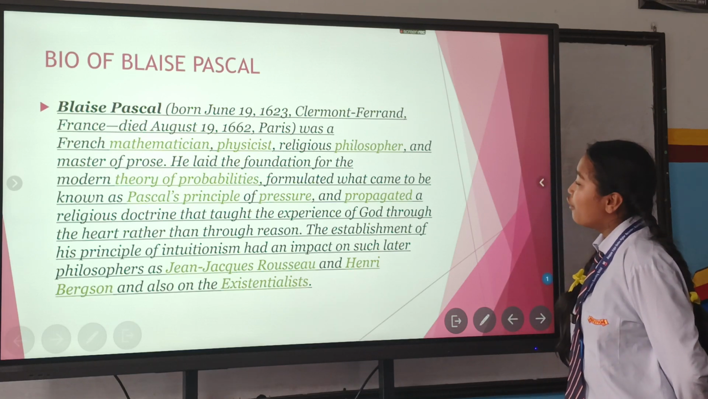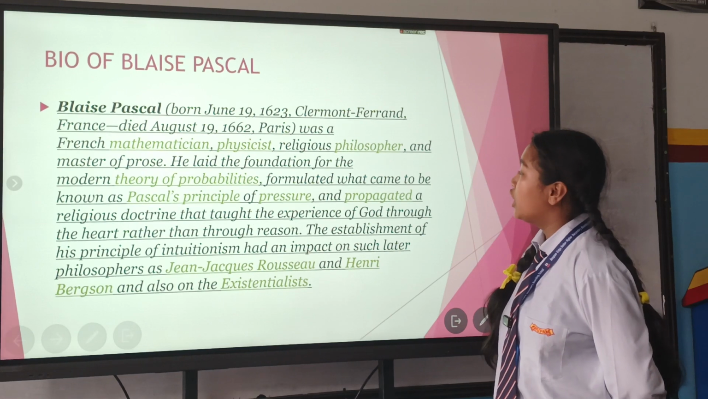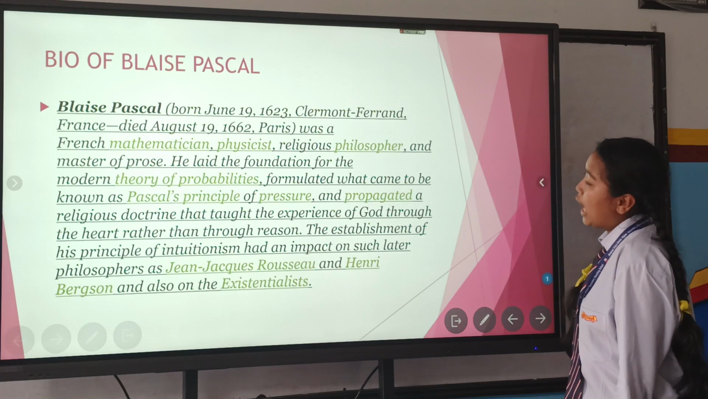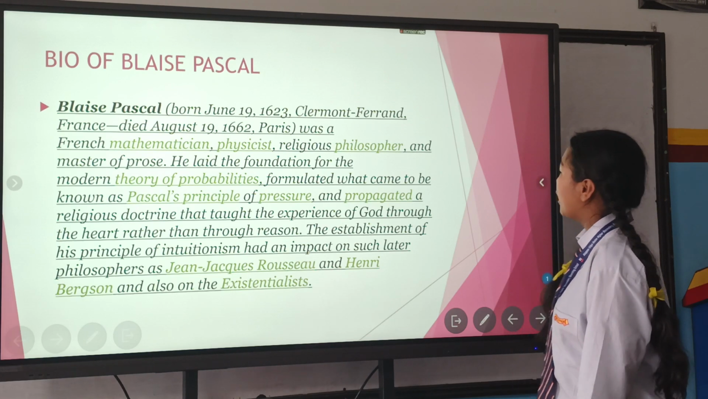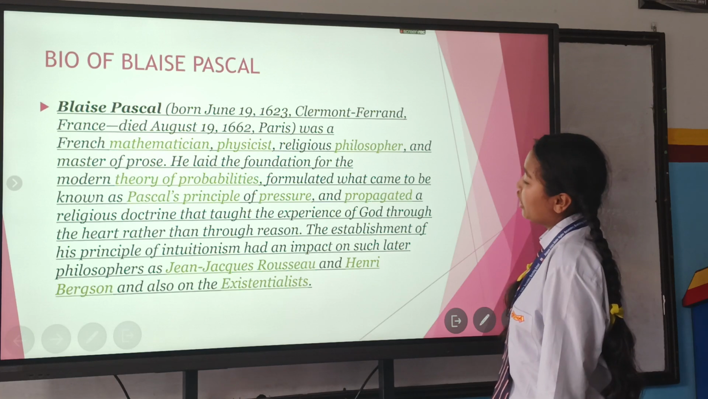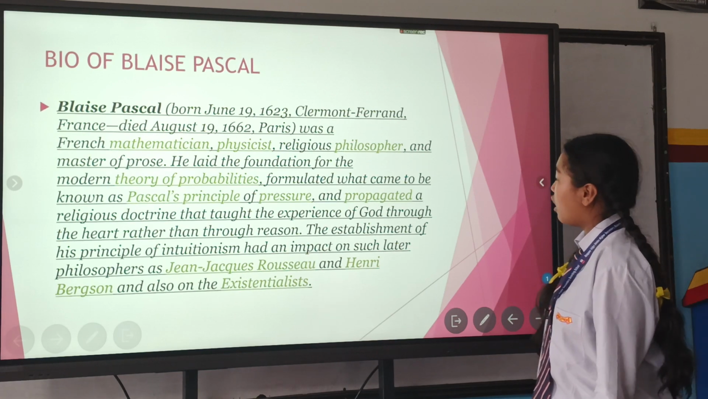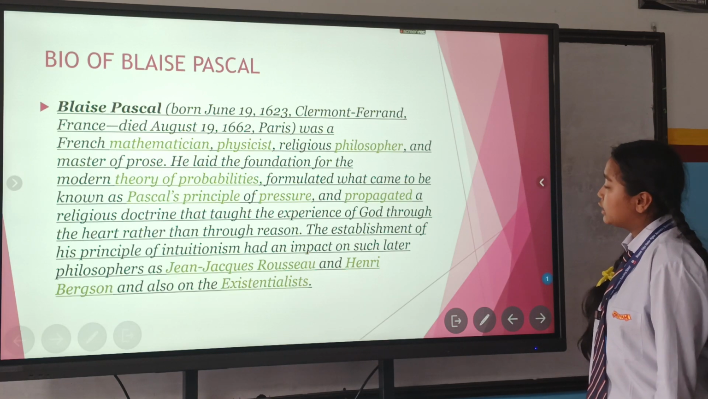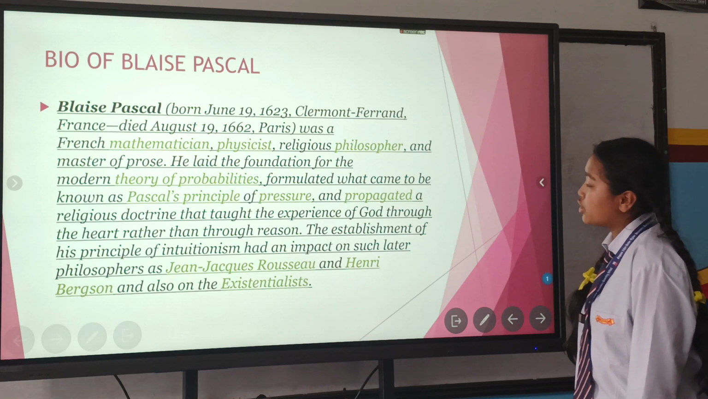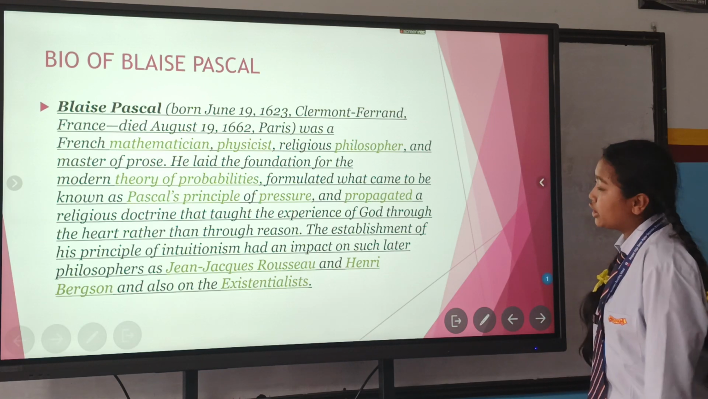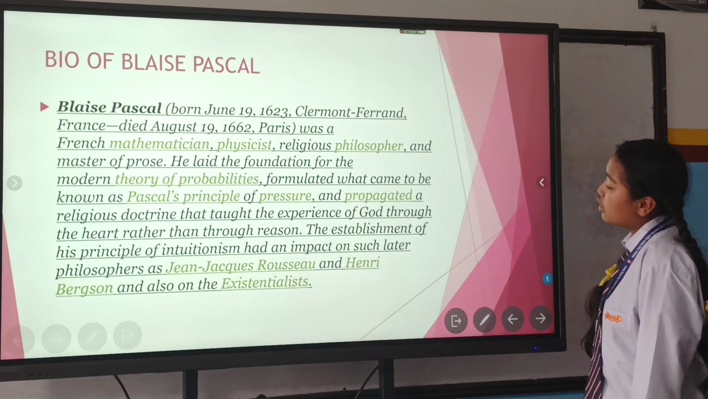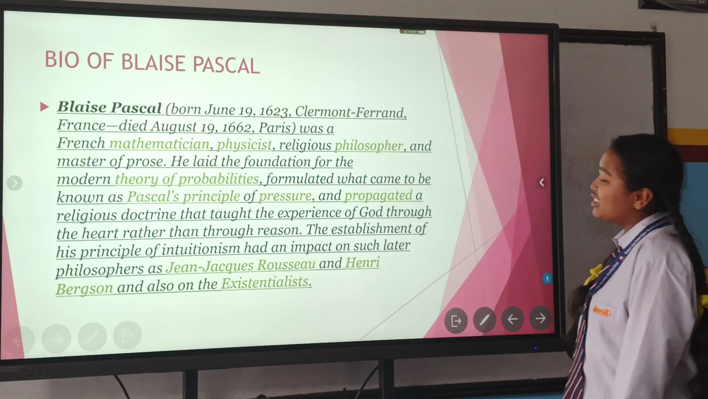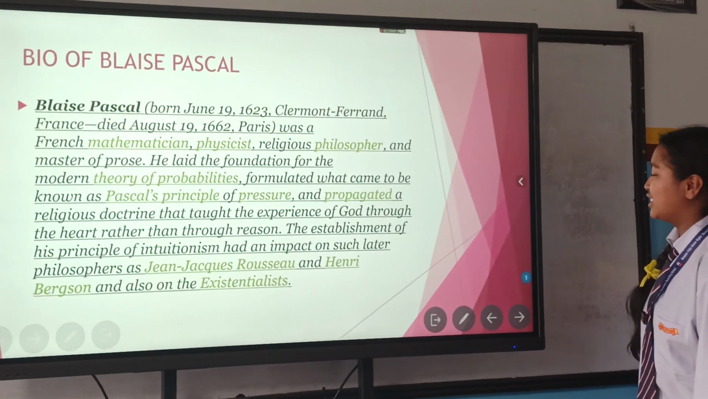He laid the foundation for the modern theory of probabilities, formulated what came to be known as Pascal's principle of pressure, and propagated a religious doctrine that taught the experience of God through the heart rather than through reason. The establishment of this principle of intuition had an impact on later philosophers such as James and Henri Bergson, and also on the existentialists.